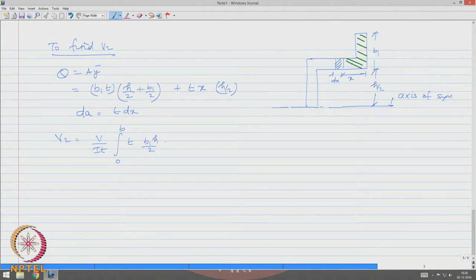B 1 h by 2 plus B 1 squared by 2 plus x h by 2 of t dx, which we can now say is V t by I B 1 h b by 2 plus B 1 square b by 2 plus h b square by 4 after substituting the limits.